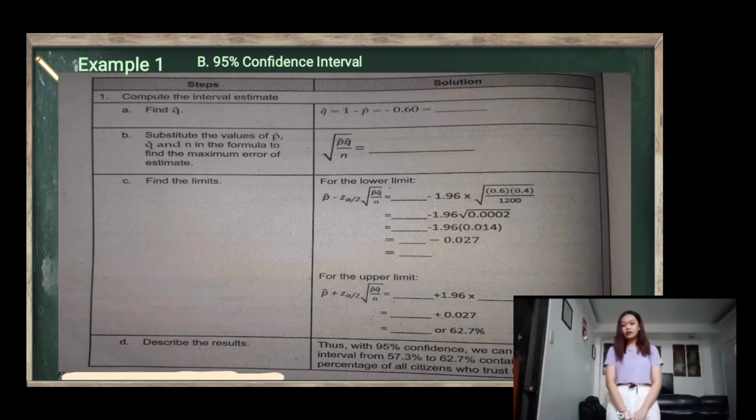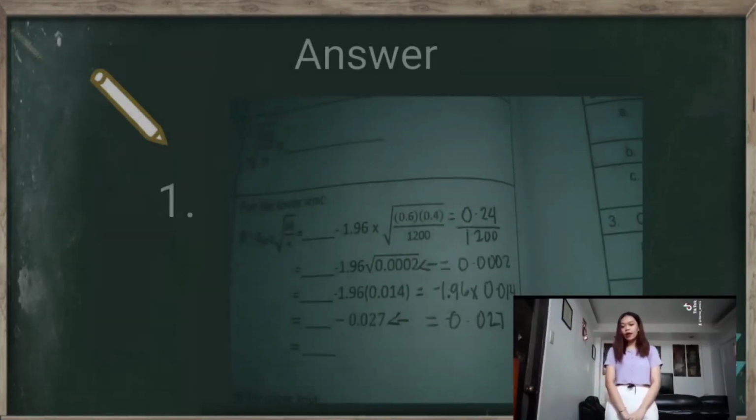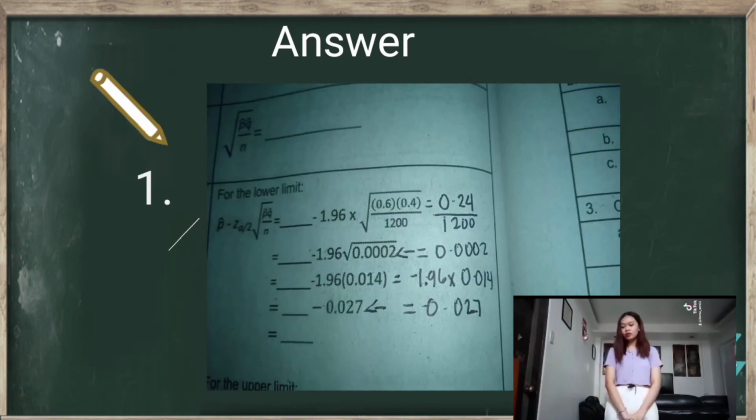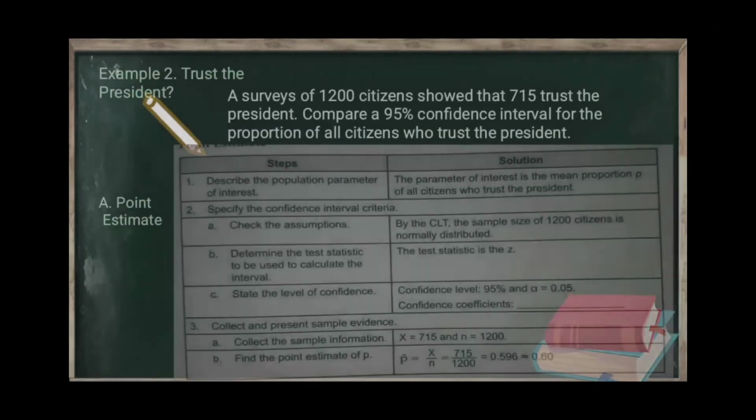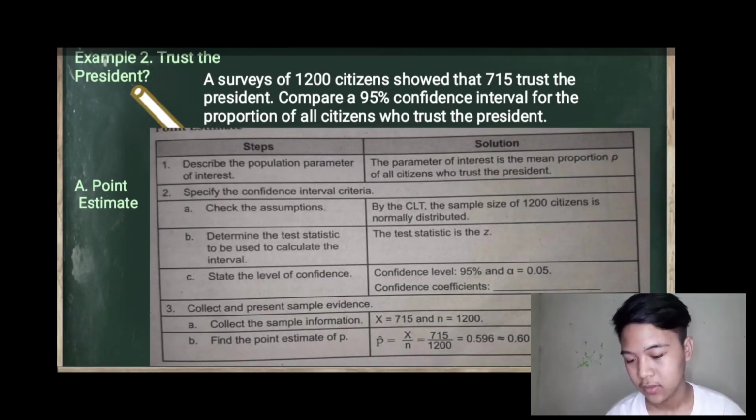D. Describe the result. Thus, with 95% confidence, we can state that the interval from 57.3% to 62.7% contains the true percentage of all citizens who trust the President. Problem: A survey of 1,200 citizens showed that 715 trust the President. Compute a 95% confidence interval for the proportion of all citizens who trust the president.